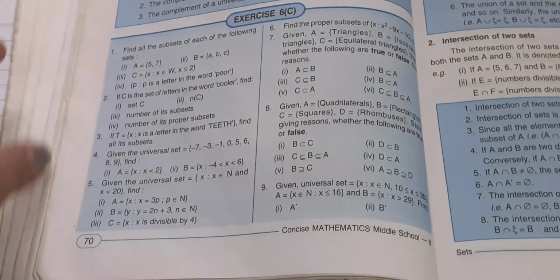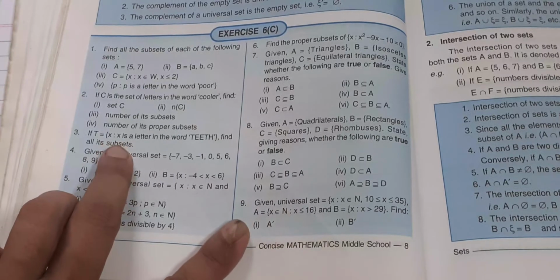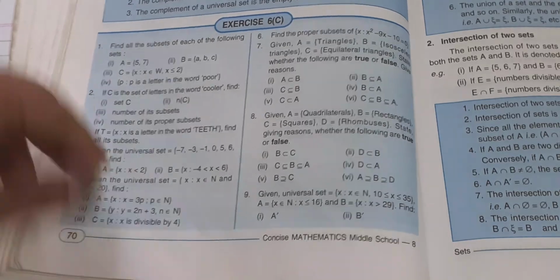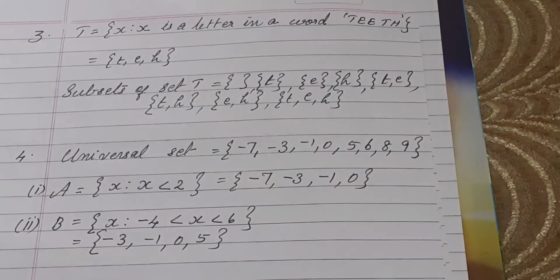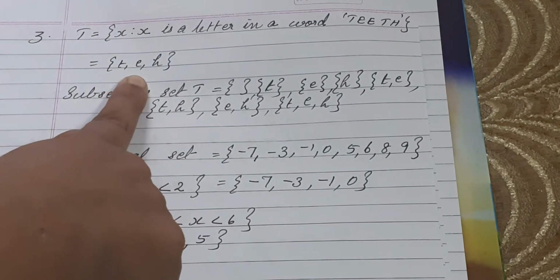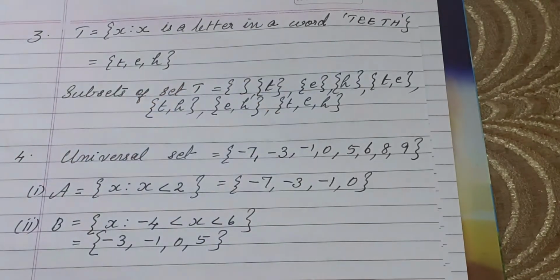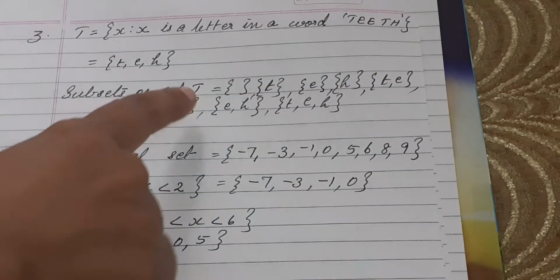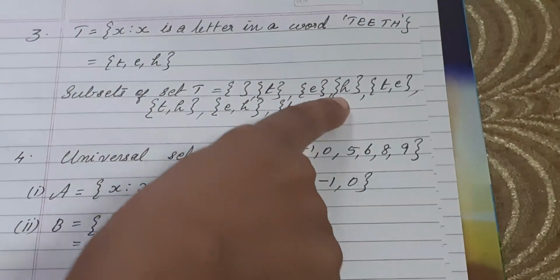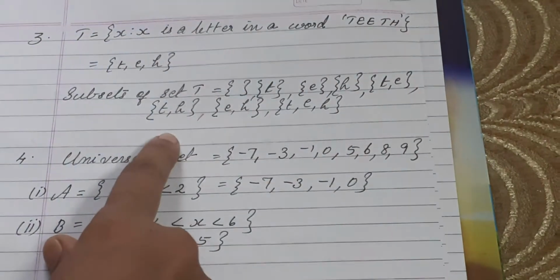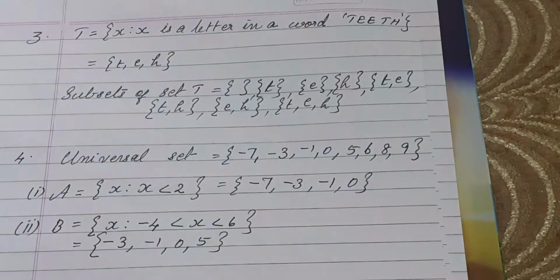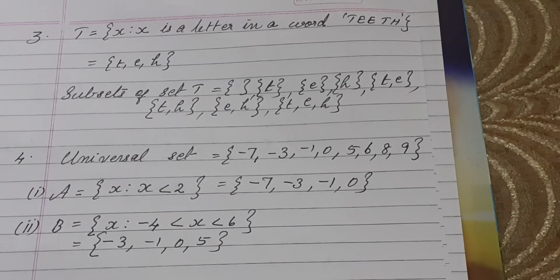Now we will move to question number 3. If T is equal to set of all x such that x is a letter in the word teeth, find all its subsets. So third question. Which all elements will come in the set when we express that in roster form? T-E-H only. All other letters are repetitions. Okay. So subsets of T which all will come? Empty set, singleton sets {T}, {E}, {H}, then 2 elements each, {T, E}, {T, H}, {E, H}, then the 3 element set, the given set {T, E, H}. Then next fourth question.